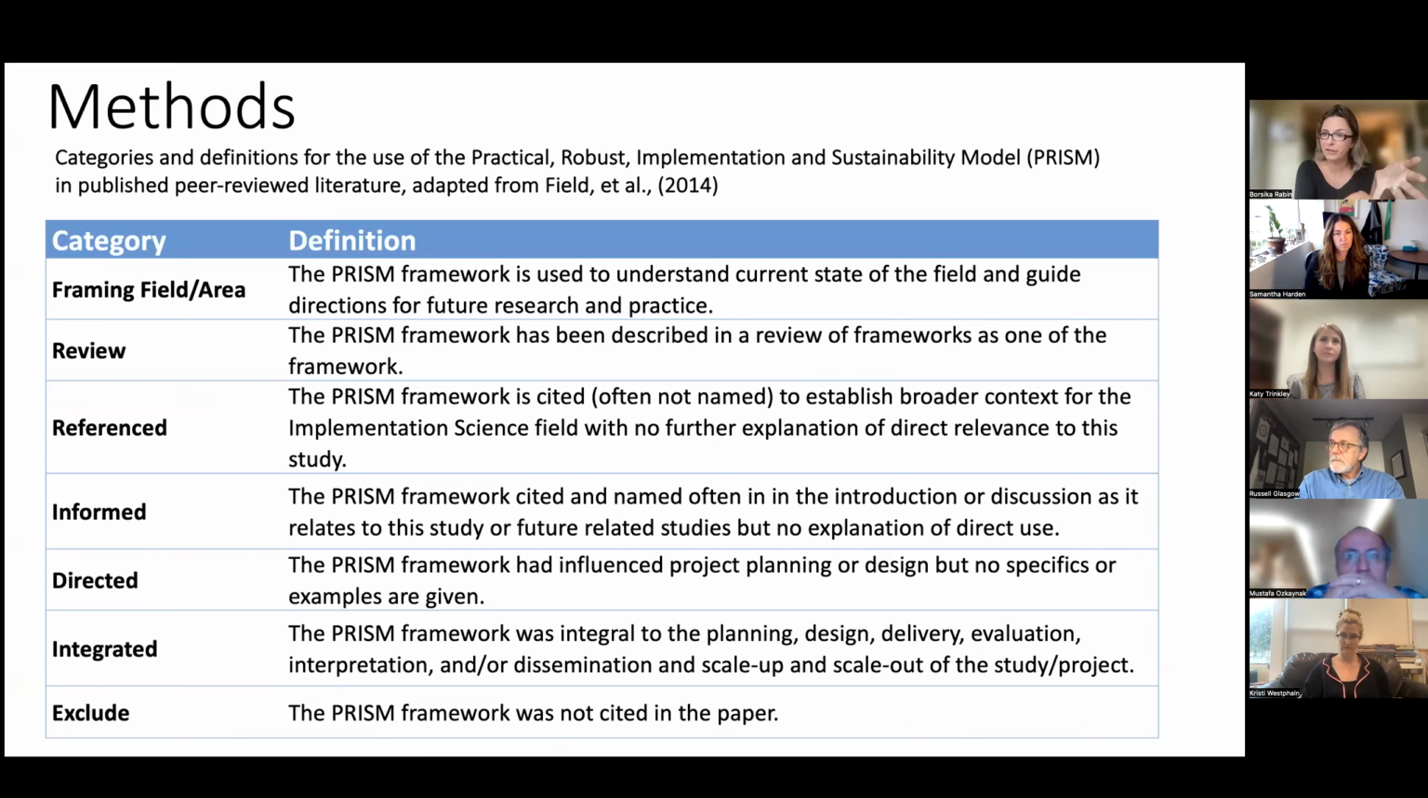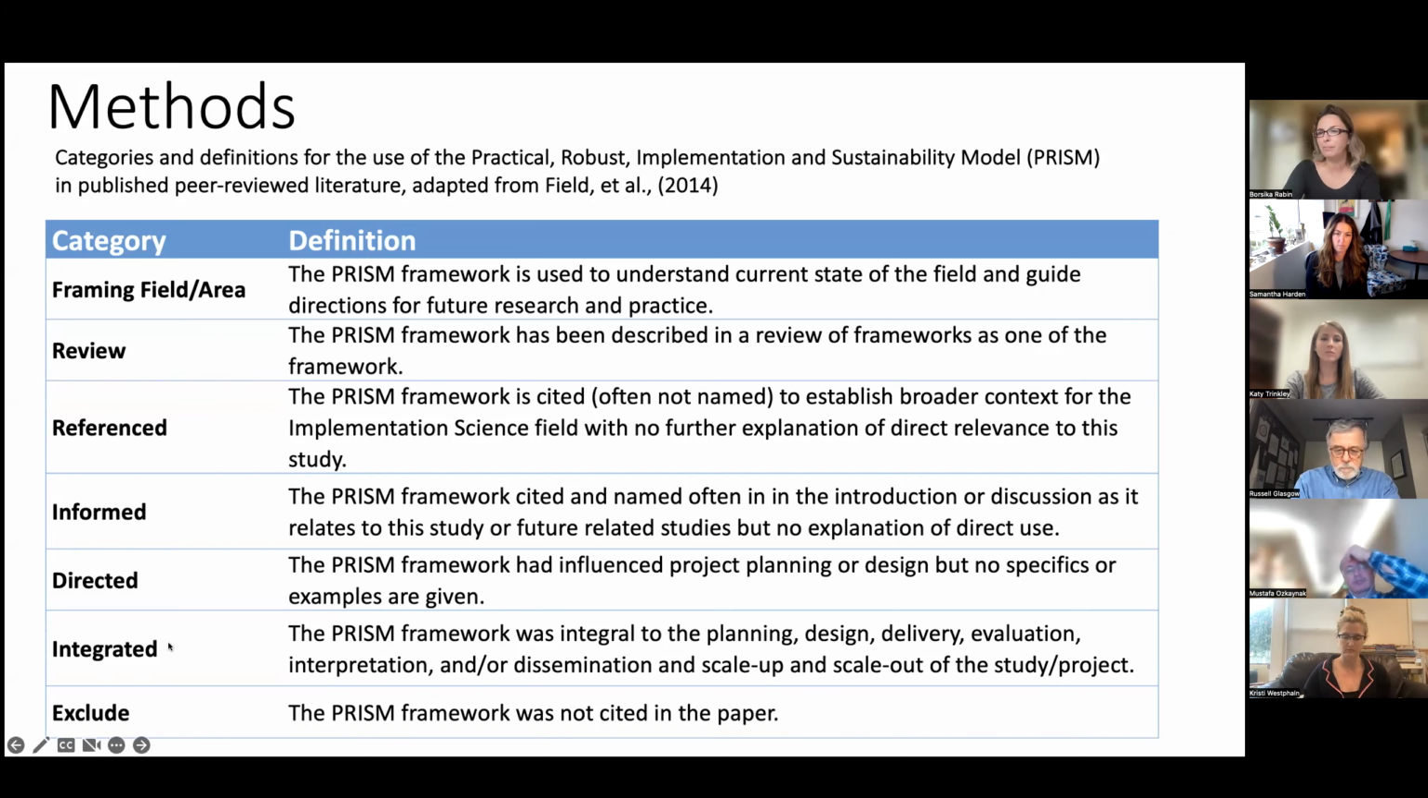Sometimes it was used to frame a field, for example, shared decision-making, or work that actually Katie was doing in the context of introducing informatics in healthcare systems. In other cases, it was part of a review. Sometimes it was just referenced in early or late parts of the paper. Sometimes it informed certain activities or directed designs. And then the part that we were most interested in is, of course, the integrated use, when it was carried through in the planning, design, and delivery of the intervention and the evaluation pieces. And so the most information we gathered is in this category of integrated.